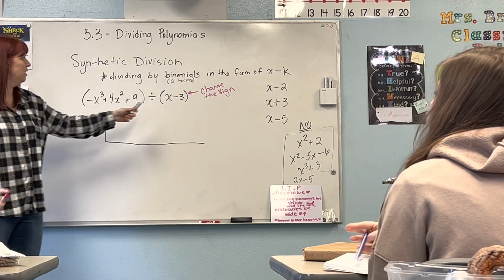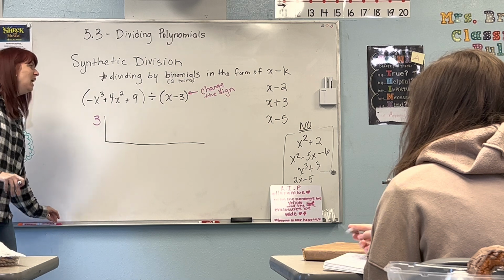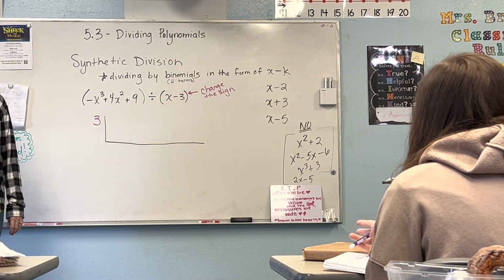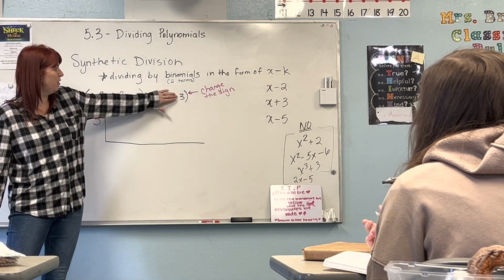Why do you gotta change the sign? I'm confused. Because the formula is x minus k, so k is actually positive, and here k is negative 3. If you put a minus negative, it's a positive. The minus is part of the formula.